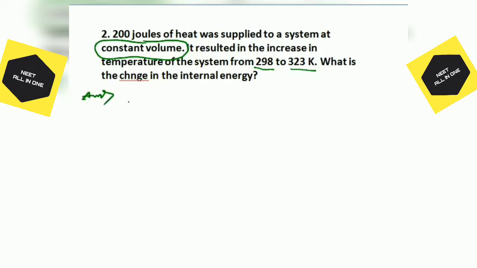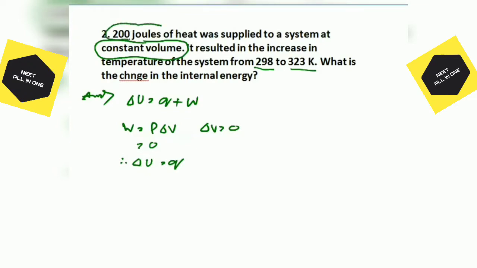We know that del U equals Q plus W from our first law of thermodynamics, but they said at constant volume, so del V equals 0. So here our work done will be 0. So whatever the value comes, that will be equal to Q, and Q is given here, that is 200 joules. So we just write 200 joules. That will be our answer for the change in the internal energy.